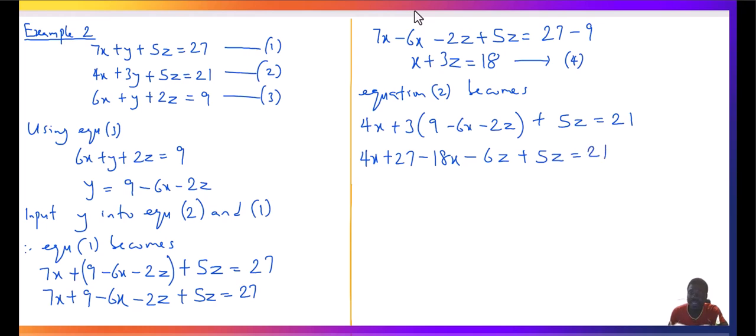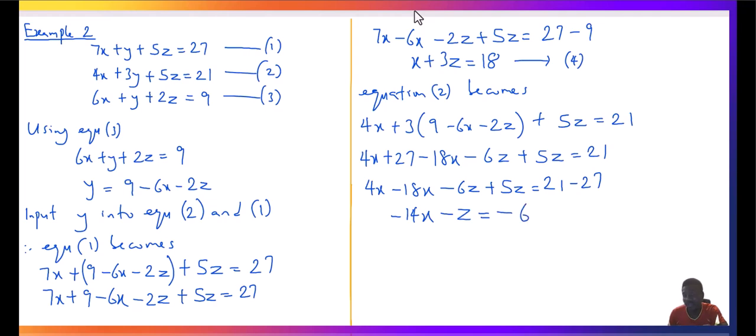So let's rearrange and also collect like terms at the same time. So I have 4x minus 18x minus 6z plus 5z is equals to 21 minus 27. And what is 4x minus 18x? That is negative 14x. Minus 6z plus 5z will be what? Minus z. And that will be equals to negative 6. 21 minus 27 is negative 6.